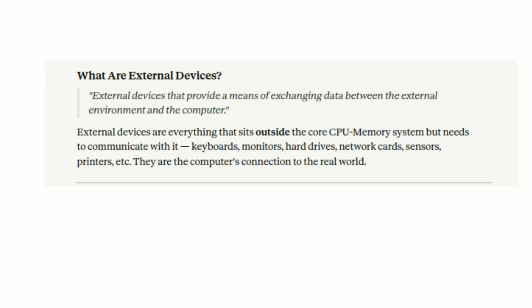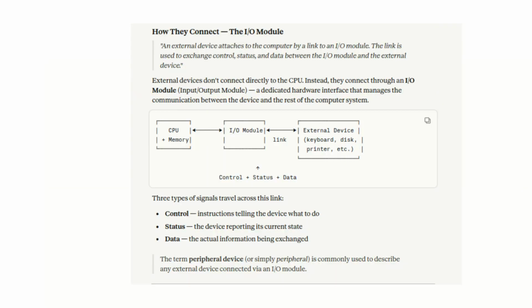External devices are required. External devices are the means of exchanging data between the computer and the real world system, between the external environment and the computer. Okay, so this is what external devices means. Now let's understand that an external device is attached to the computer by an I/O module. There is an I/O module which connects this external device with the computer.